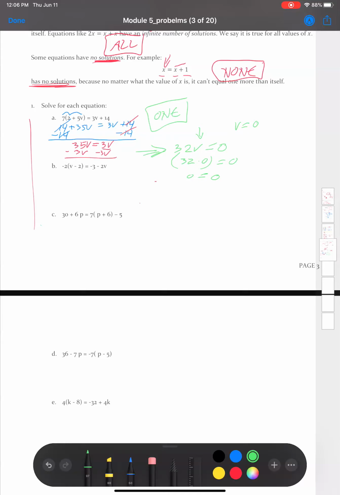All right, and if you actually go back in and substitute 0 for v up here, and up here, what you're going to end up having is 14 equal to 14, which is a true statement. So if you see right here, you're going to substitute a 0 here and a 0 here, and you're going to have 14 is equal to 14. So that would be a true statement.